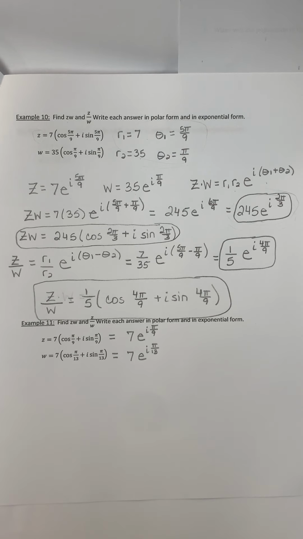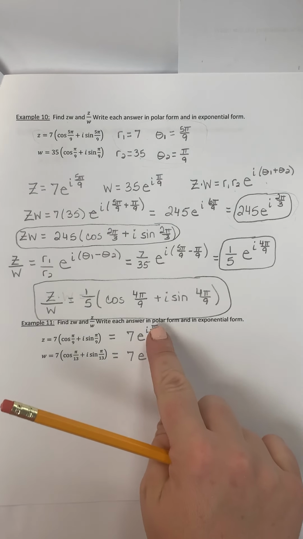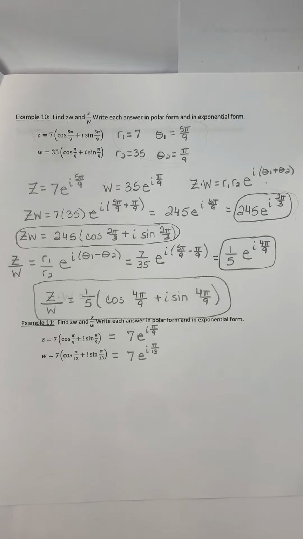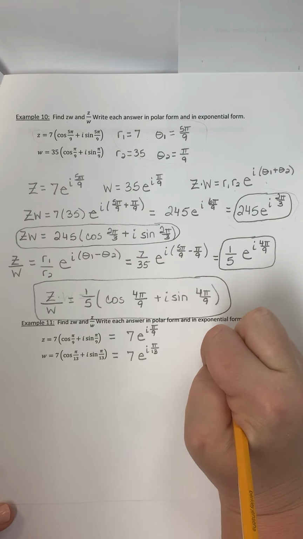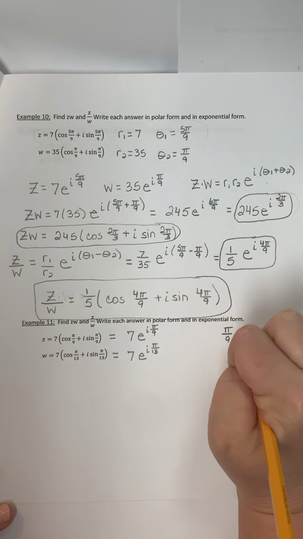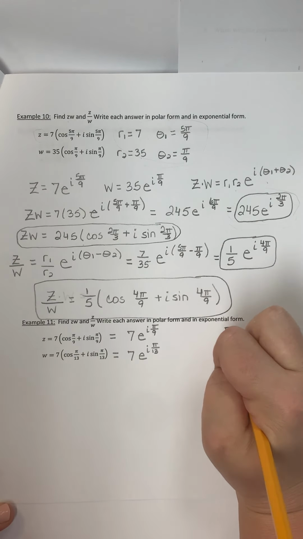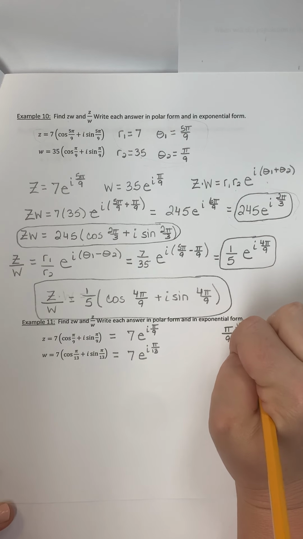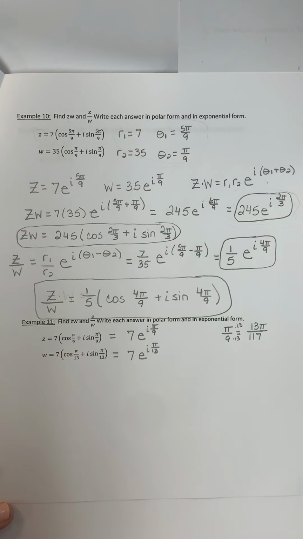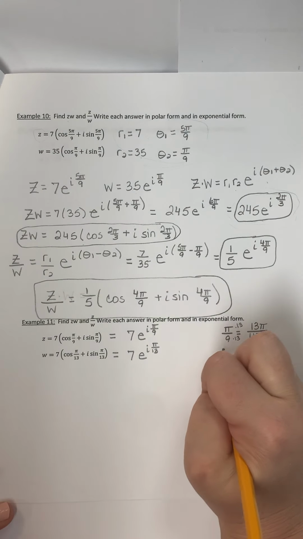All right, well, before I go any further, I know I'm going to have to add these and subtract these, so I need them to have a common denominator. Well, 9 and 13 just so happens that the least common denominator is if you multiply them together and you get 117. So if I take pi over 9 and turn him into something over 117, I'm going to multiply top and bottom by 13. He becomes 13 pi over 117.